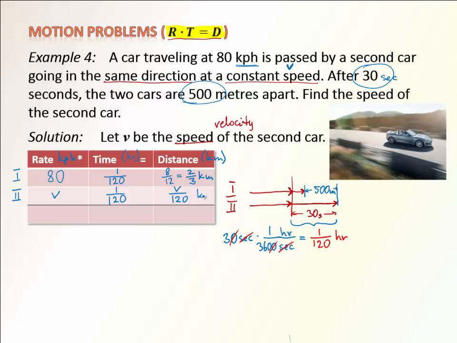v over 120 kilometers. So now to make an equation, we are looking at these two distances and we know that they differ by 500 meters. Again, since we need to have the same denominations, the 500 meters needs to be converted to kilometers. That's 1/2 of a kilometer. So the difference in distances will be 1/2 kilometer. Usually in such a table, the third row is about the total distance, but in this case it's about the difference in distances.